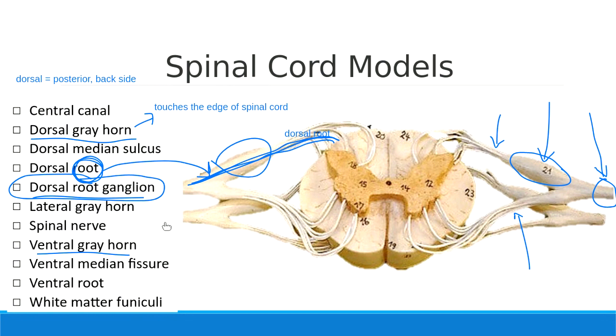So we've got our dorsal root and our ventral root, that dorsal root ganglion. So based on the labeling we've done before, what would I call this structure right here? What's this part of my model right here that I just circled?